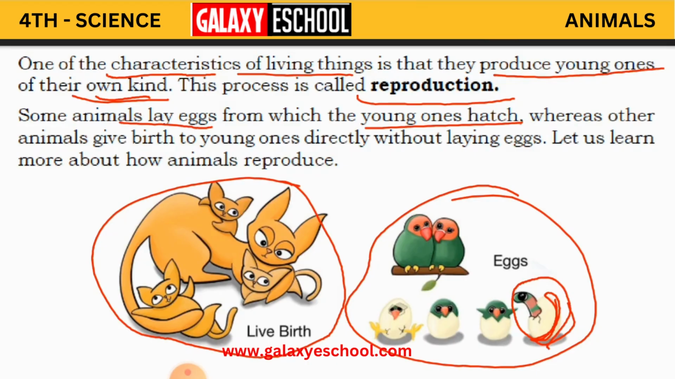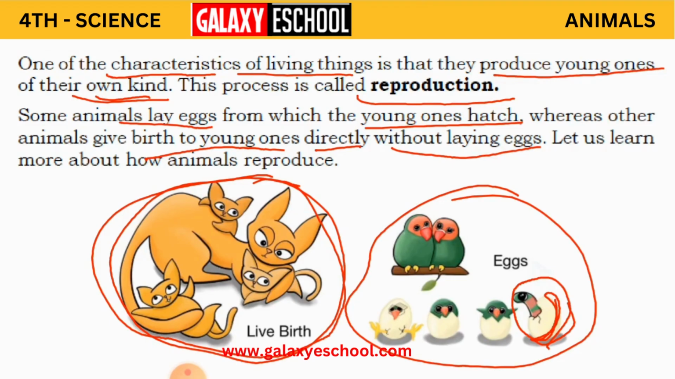So some animals lay eggs from which the young ones hatch, whereas other animals give birth to young ones directly without laying eggs. If you see this dog, for example, animals like dog, cat, lion, tiger, all these animals, even human beings also, give birth to young ones directly without laying eggs. Clear, children? So let us learn more about how animals reproduce.